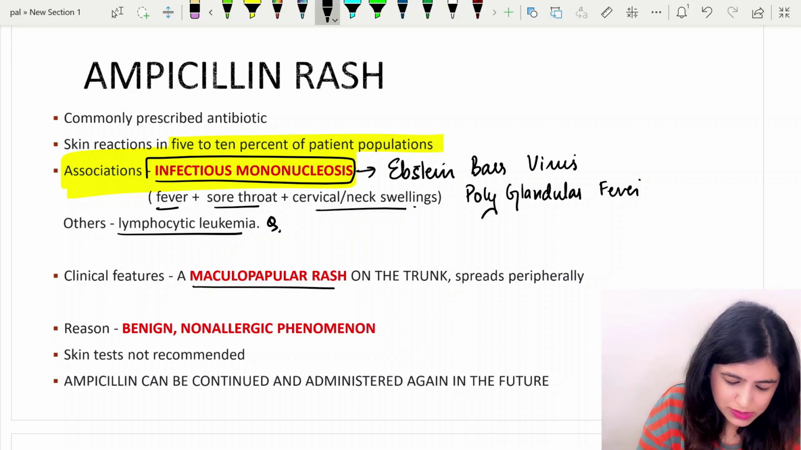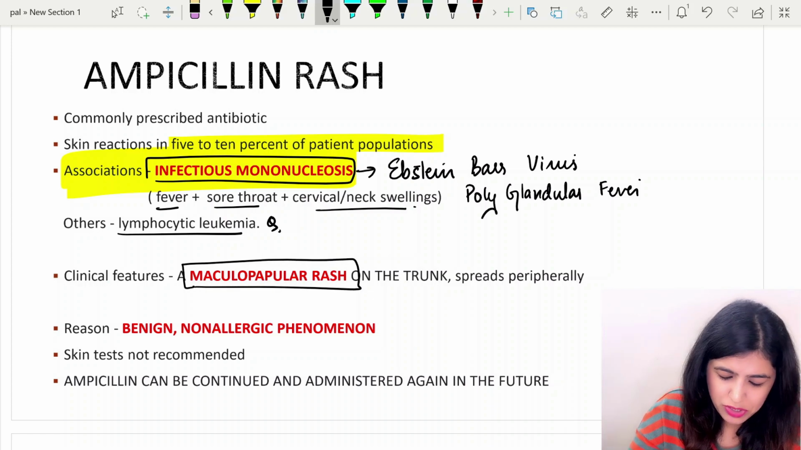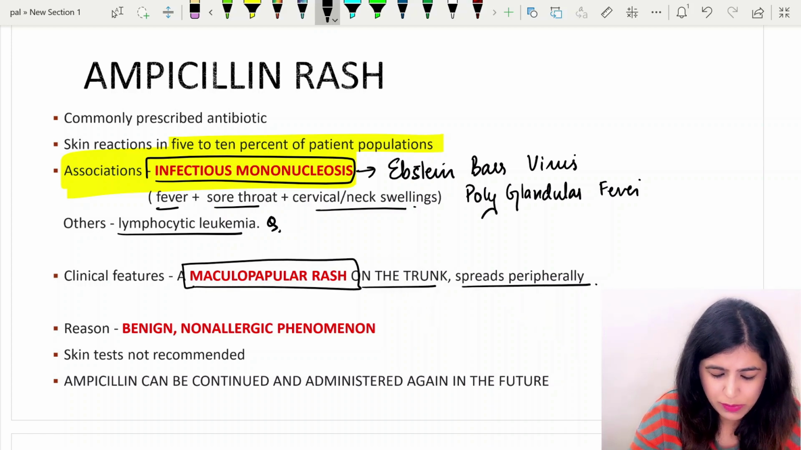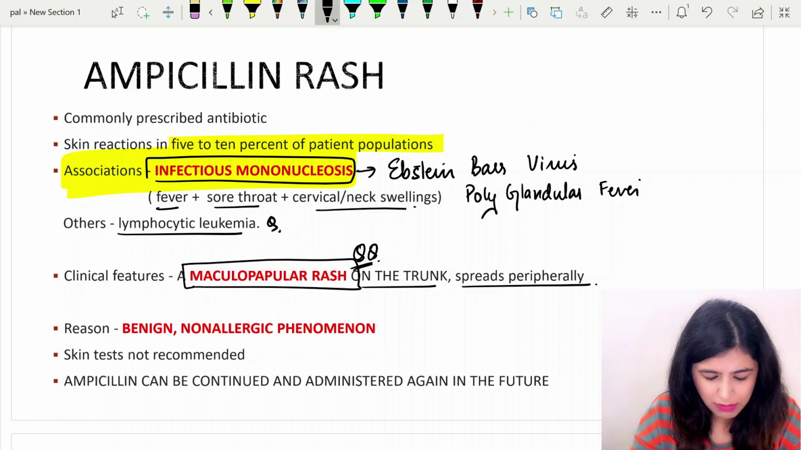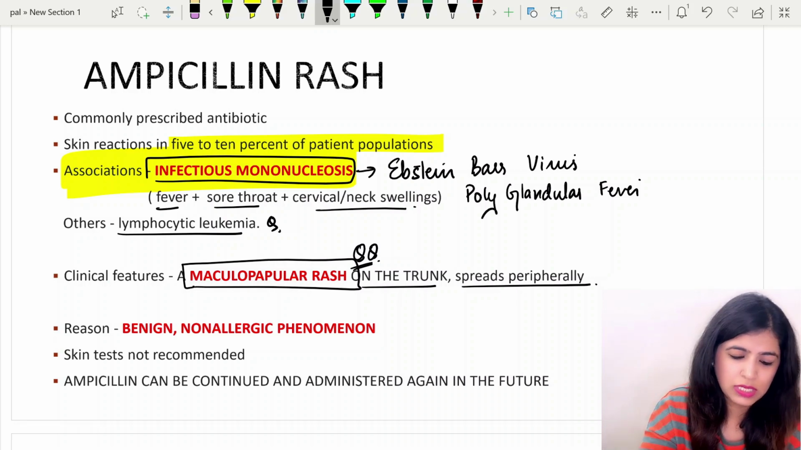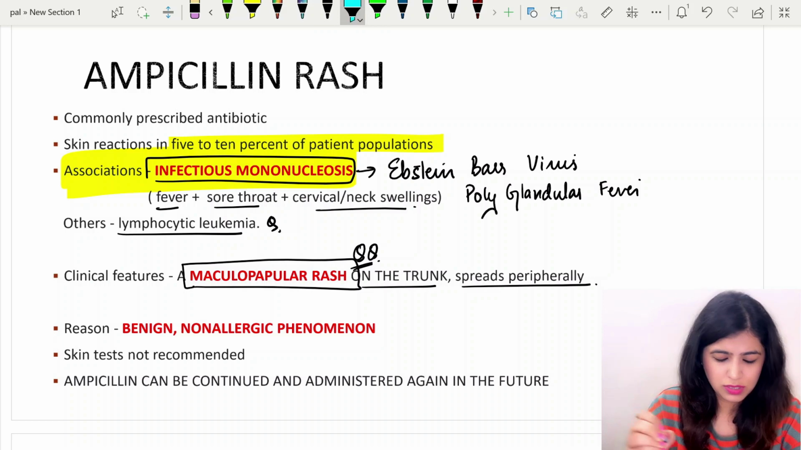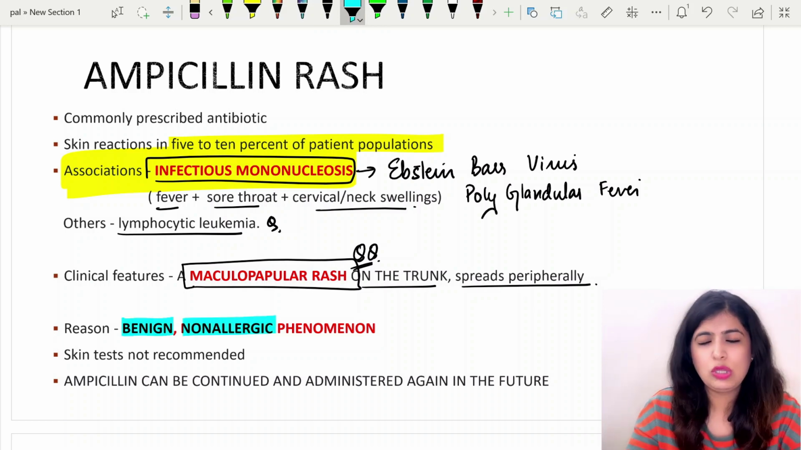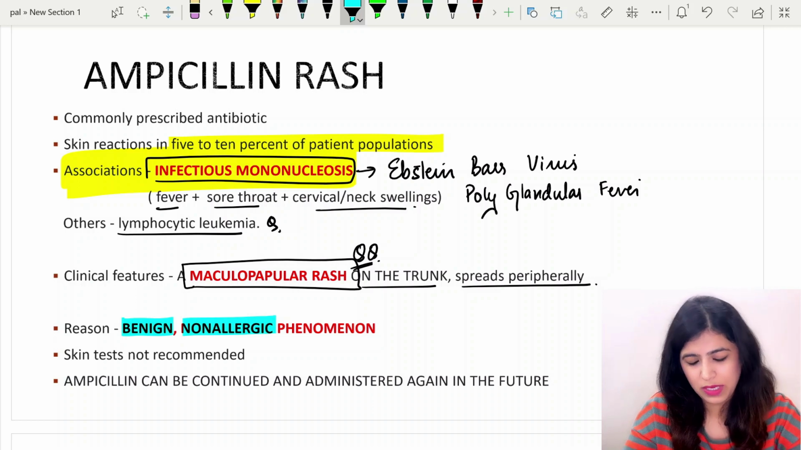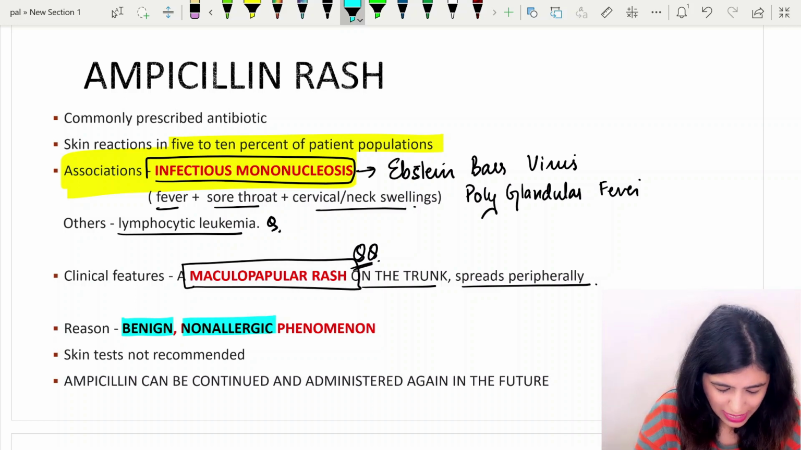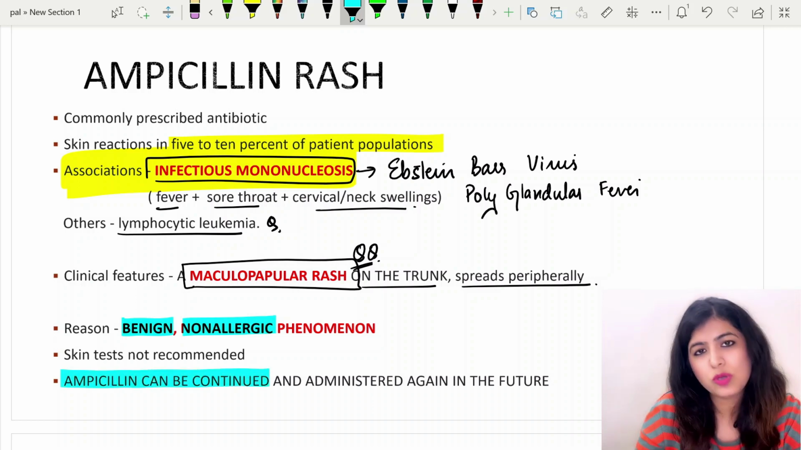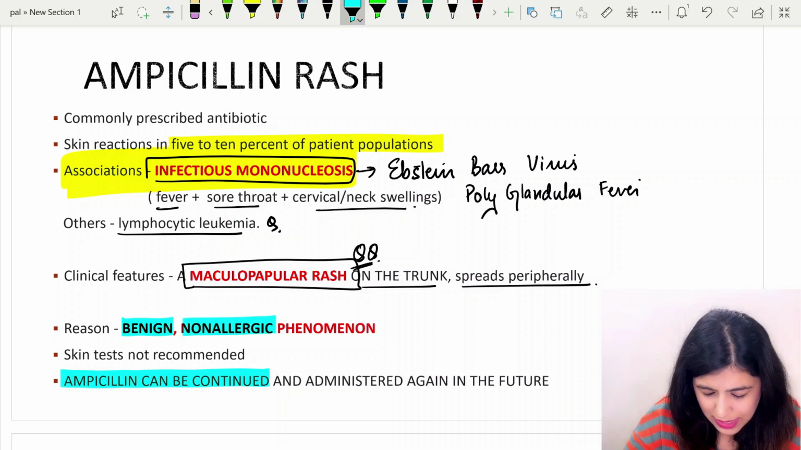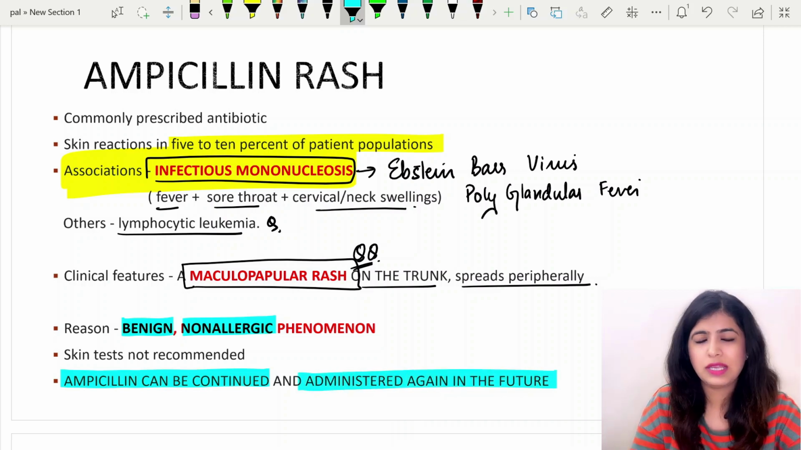Clinically, the patient will present with a maculopapular rash on the trunk, which will spread peripherally. So this is the image that was given to us, a red maculopapular rash. A very important thing that you should know is that it is a benign, non-allergic phenomenon, because of which ampicillin can be continued to be given in this patient, and it can be administered again in the future.